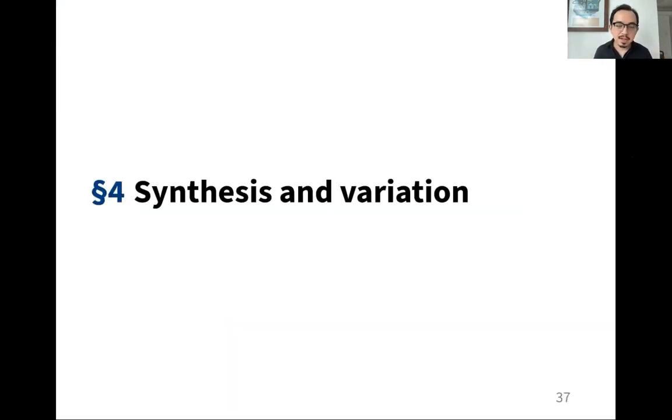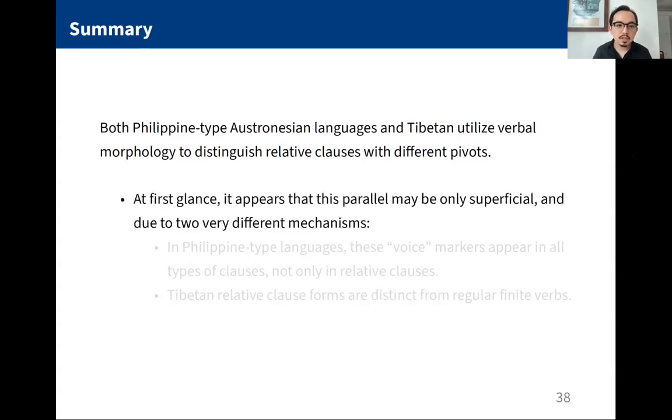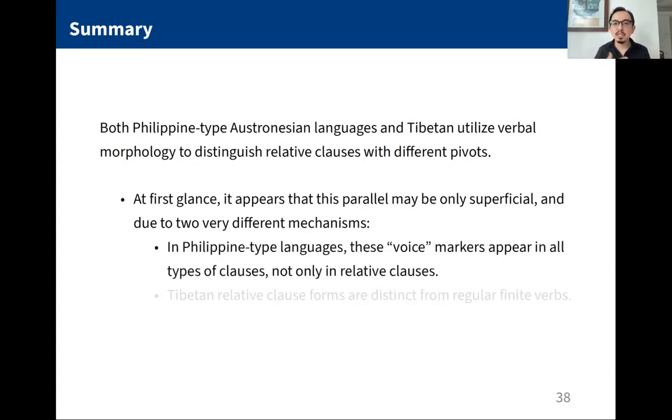So now let's bring everything back and understand these facts together. Both Philippine-type Austronesian languages and Tibetan use verbal morphology to distinguish relative clauses with different pivots. And as I discussed, at first glance, it appears that this may simply be a superficial parallel because they're due to very different mechanisms, or so it seems. In Philippine-type languages, these voice markers appear in all types of clauses, not only in relative clauses, but in Tibetan, this phenomenon is really just limited to these relative clause forms.